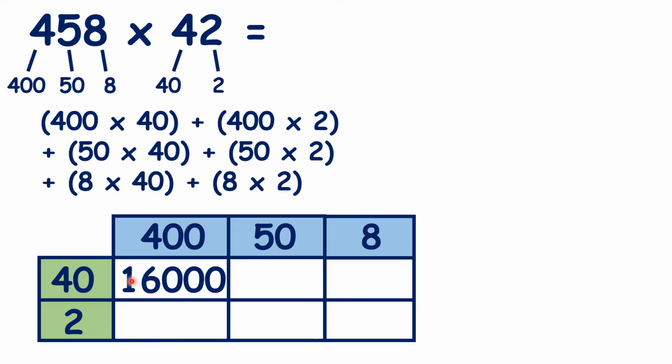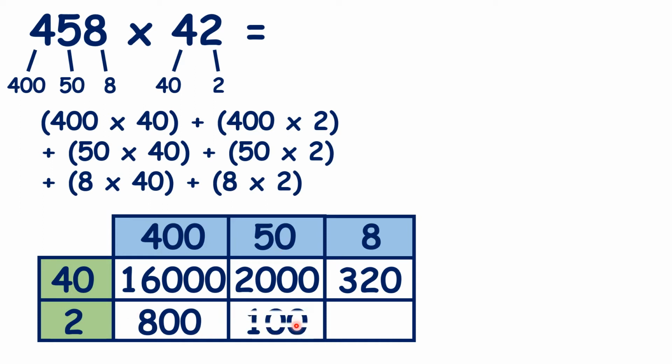Next, 50 times 40 is 2000, because 5 times 4 is 20, but then because there are 2 end zeros in our question, we need 2 more end zeros after the 20. Now 8 times 40 is 320. 400 times 2 is 800. 50 times 2 is 100. 8 times 2 is 16.